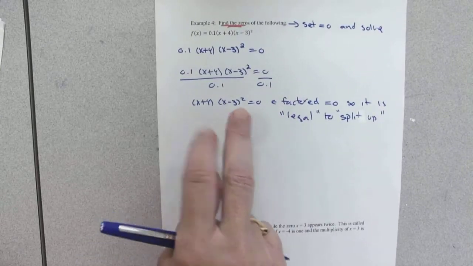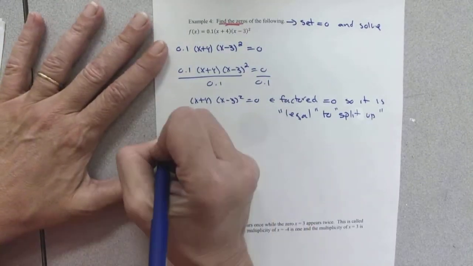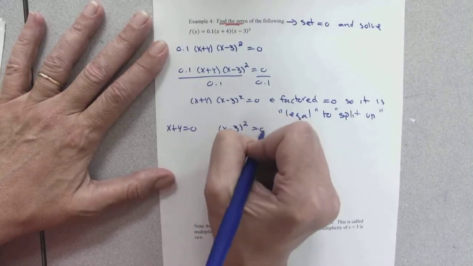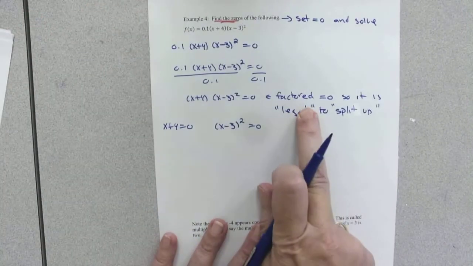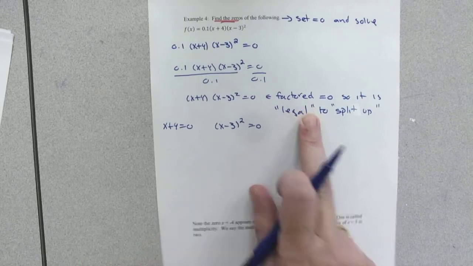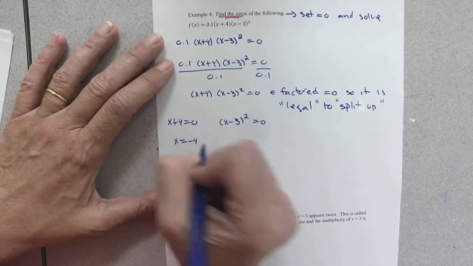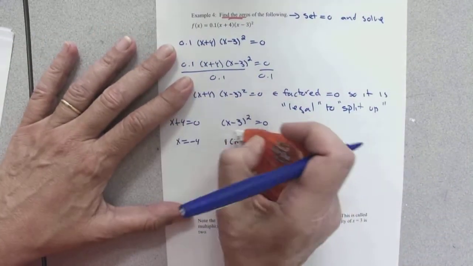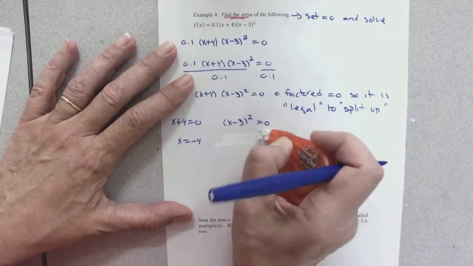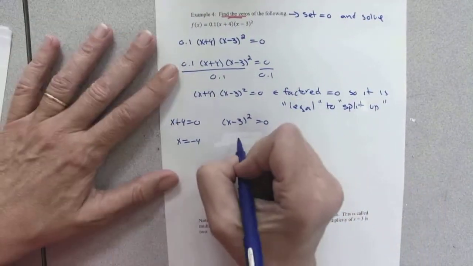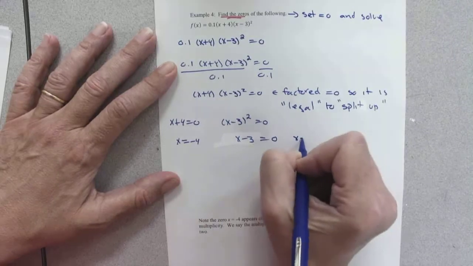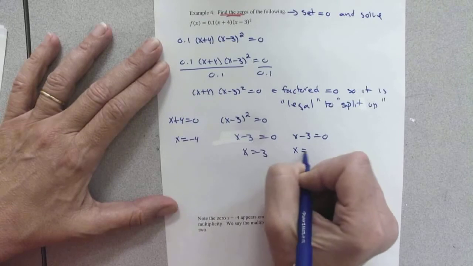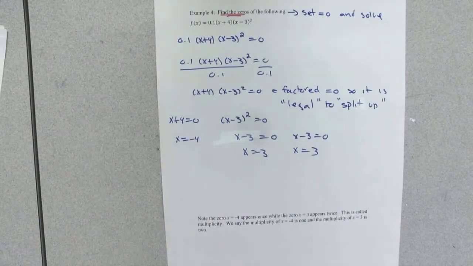Well, here you've got things multiplied to being equal to 0, so I can split it up. That idea of splitting up is only legal when it's factored and equal to 0. So I get x equal negative 4, and I could rewrite the other as x minus 3 and get 3 and 3. And so there are my zeros.